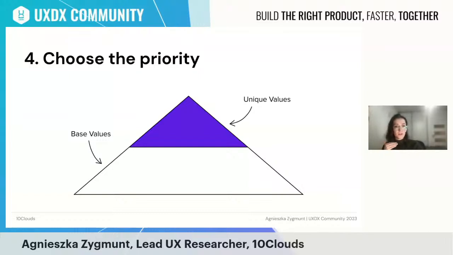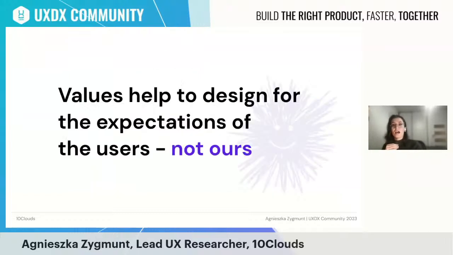So summing up, because I'm running out of time, when we are talking about values, please remember that values help us design for the expectations of users, not ours. It's the tool that helps us better understand what we should deliver at the end for the user, because this is the last element. It's helping us remember that the solution is in the middle. It's not at the beginning, it's not at the end. It helps to fulfill the promise, to deliver the value for the users.